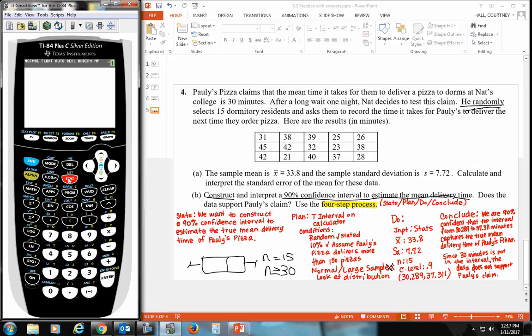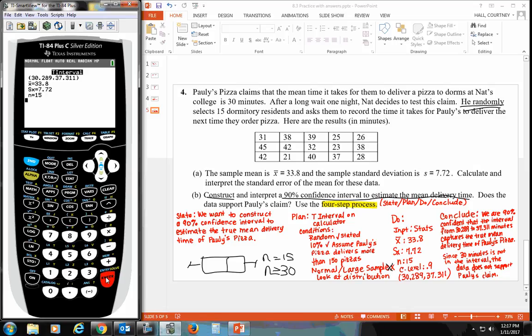For the do part, I personally would just do it on the calculator. So I would go to stat, over to tests. I would be doing a T interval, which is number 8. You can do either one on this problem. You can do the data and have our data in list 1 and change your C level to 0.9, since it's wanting us to do a 90%. Or since they gave us the stats, you can do the stats. So you can do 33.8 for the X-bar, 7.72 for the standard deviation, 15 for the sample size, and then again a 90% confidence level is 0.9. And so when you calculate it, you'll have the 30.289 and the 37.311.